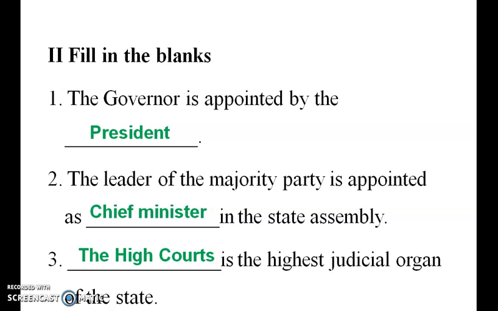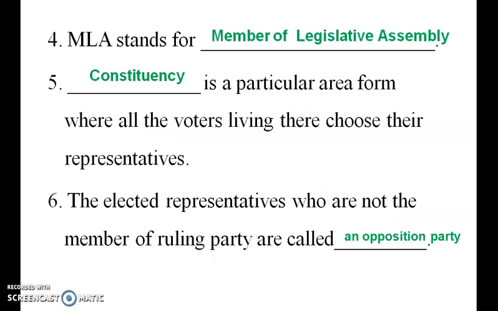Fill in the blanks. Governor is appointed by the president. Governor யார் பண்ணுறாங்கன்னா president of India, India president தான். The leader of the majority party is appointed as chief minister in the state assembly. High court is the highest judicial organ of the state, the high courts. Okay, like Chennai high courts. The MLA stands for member of legislative assembly. Constituency is the particular area where all the voters live in. They choose their representative. The elected representatives who are not members of the ruling party are called the opposition party.